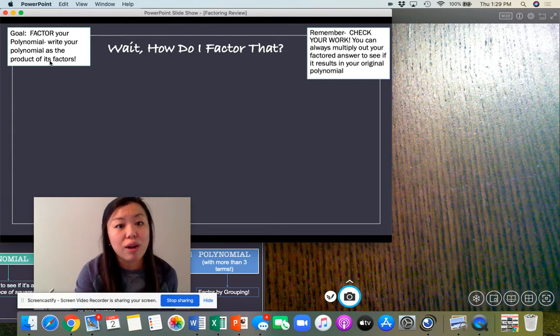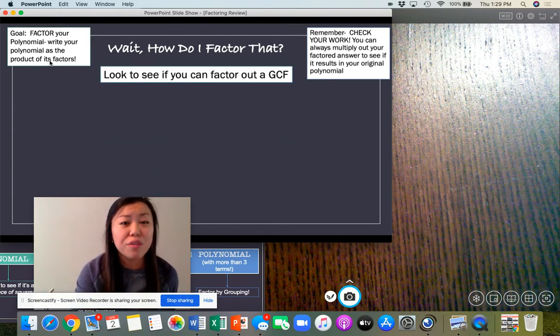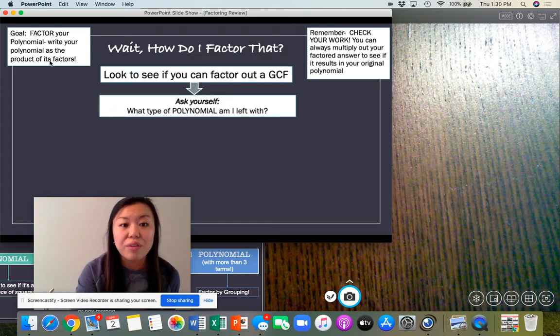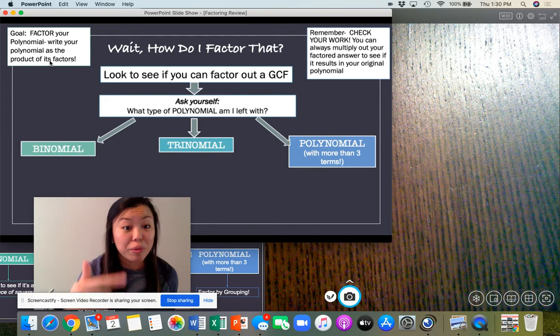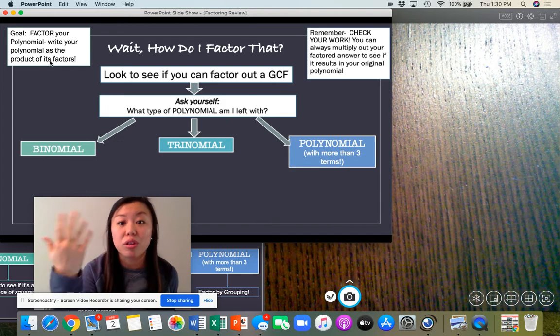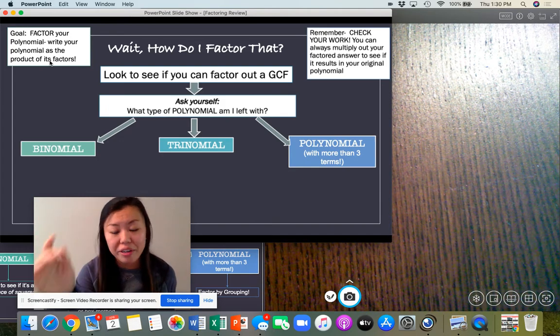So let's go through how do I factor that. The first thing you should always do is to check to see if you can factor out a GCF. If you cannot factor out a GCF, then you're going to move on. If you can, factor out a GCF. If you can't, or if you've already factored it out, then you should ask yourself, what type of polynomial are you left with? Is it a binomial with 2 terms? Is it a trinomial with 3 terms? Or is it a polynomial which has more than 3 terms, a 4-term polynomial?